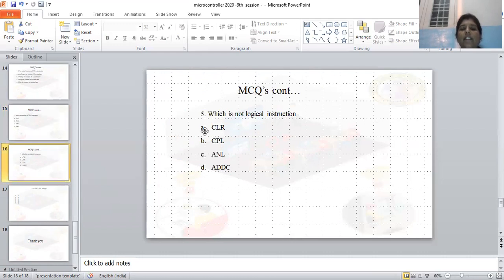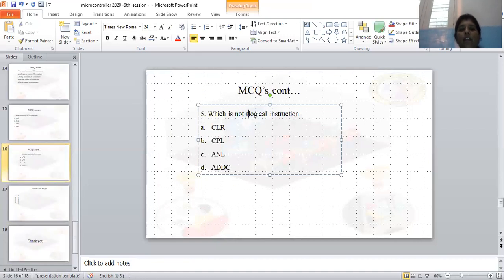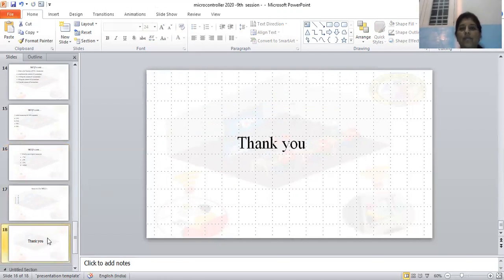Next question: which is not a logical instruction? CLR, CPL, ANL, ADDC. The answer is ADDC, that is addition with carry.